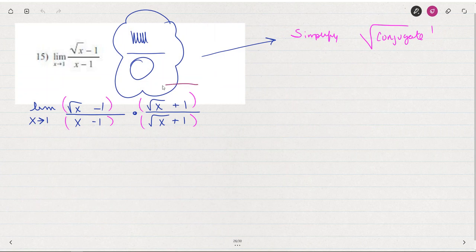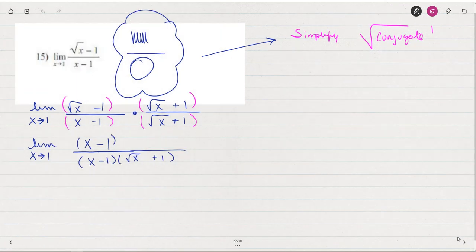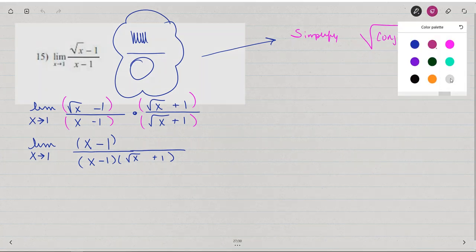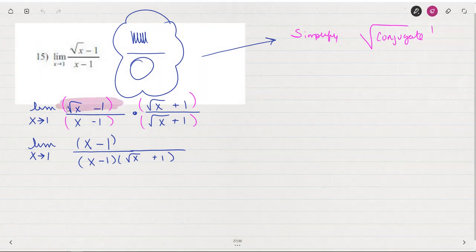So I'm going to multiply the top and bottom by the conjugate, square root of x plus 1. Again, when I multiply square root of x minus 1, let me highlight as I speak here. When I do this, square root of x minus 1 times the square root of x plus 1, I get the square root of x squared, which is x, minus 1 squared, which is 1.